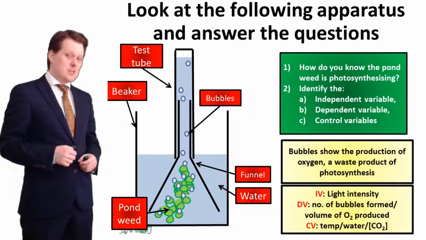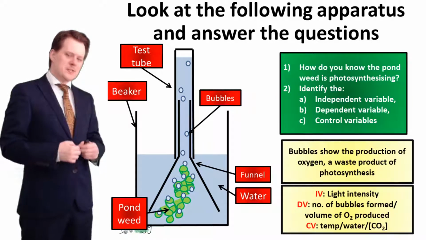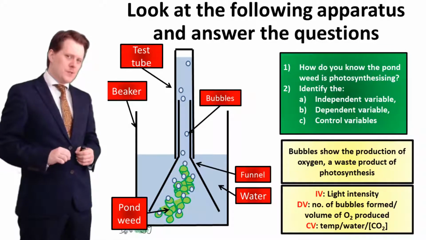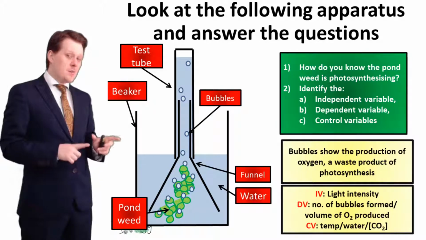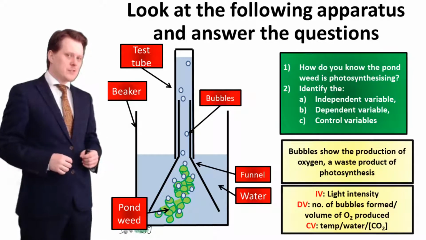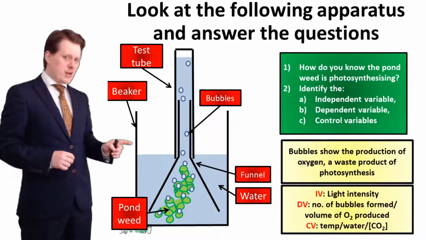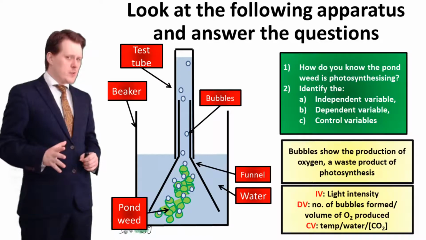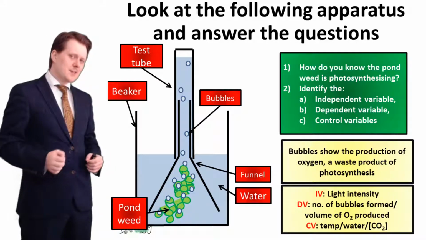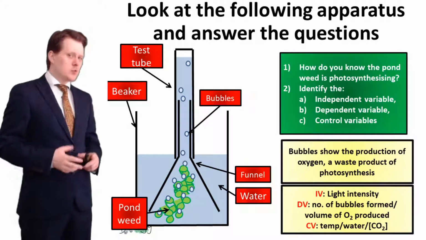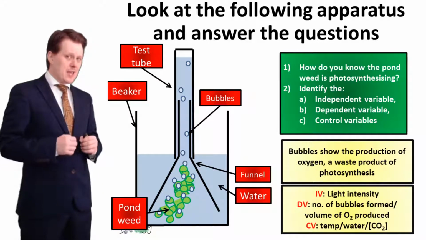Things that we would need to keep the same would be the temperature, because this is a reaction which is governed by enzymes, and we'll look at that more next lesson. Making sure that our plant has plenty of water available, because we need water for photosynthesis. Making sure the concentration of carbon dioxide dissolved into this water is the same, because if we increase the concentration of our reactants, then the rate of reaction would be quicker. You could also control the light source, make sure you are always using the same one.